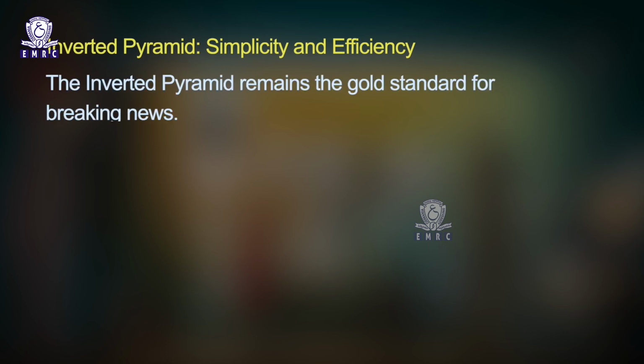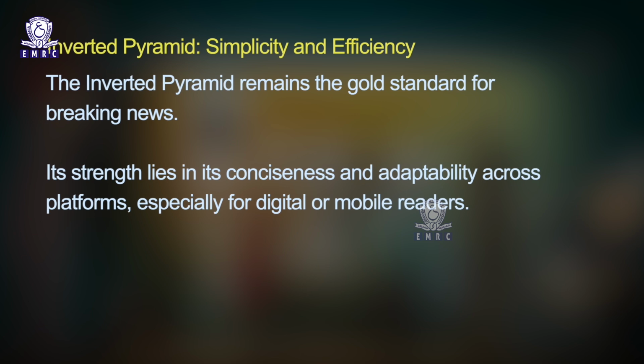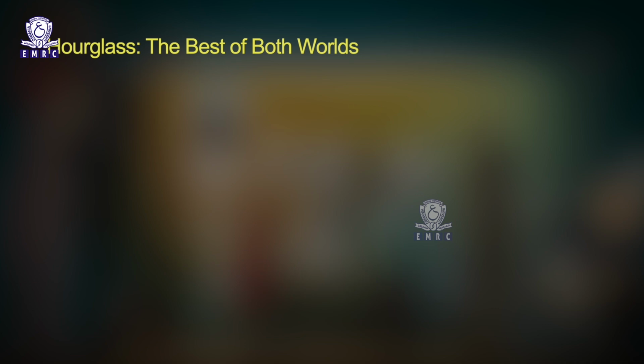The inverted pyramid remains the gold standard for breaking news. Its strength lies in its conciseness and adaptability across platforms, especially for digital or mobile readers. However, it can sometimes lack depth or emotional engagement, as its linear approach may not fully capture the human aspect of the story. Whereas hourglass: the best of both worlds.